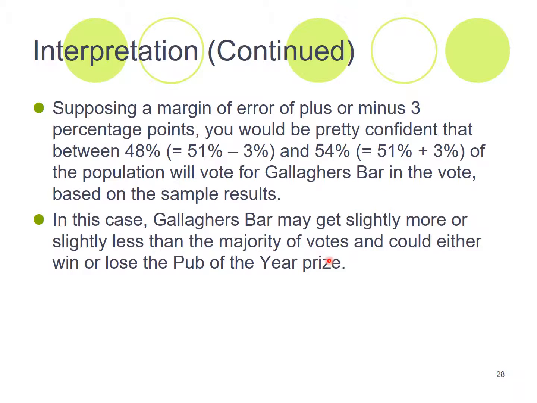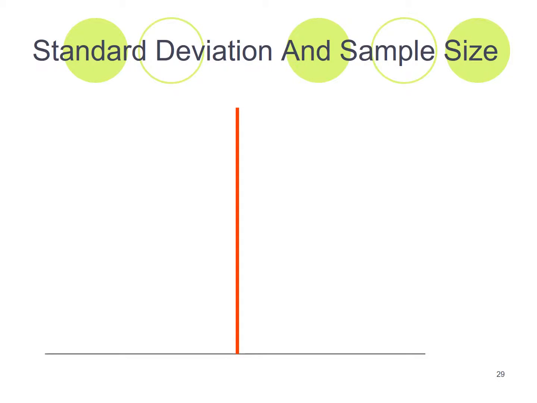So in this case, Gallagher's Bar might get slightly more or slightly less than the majority of votes and could either win or lose the Pub of the Year prize.